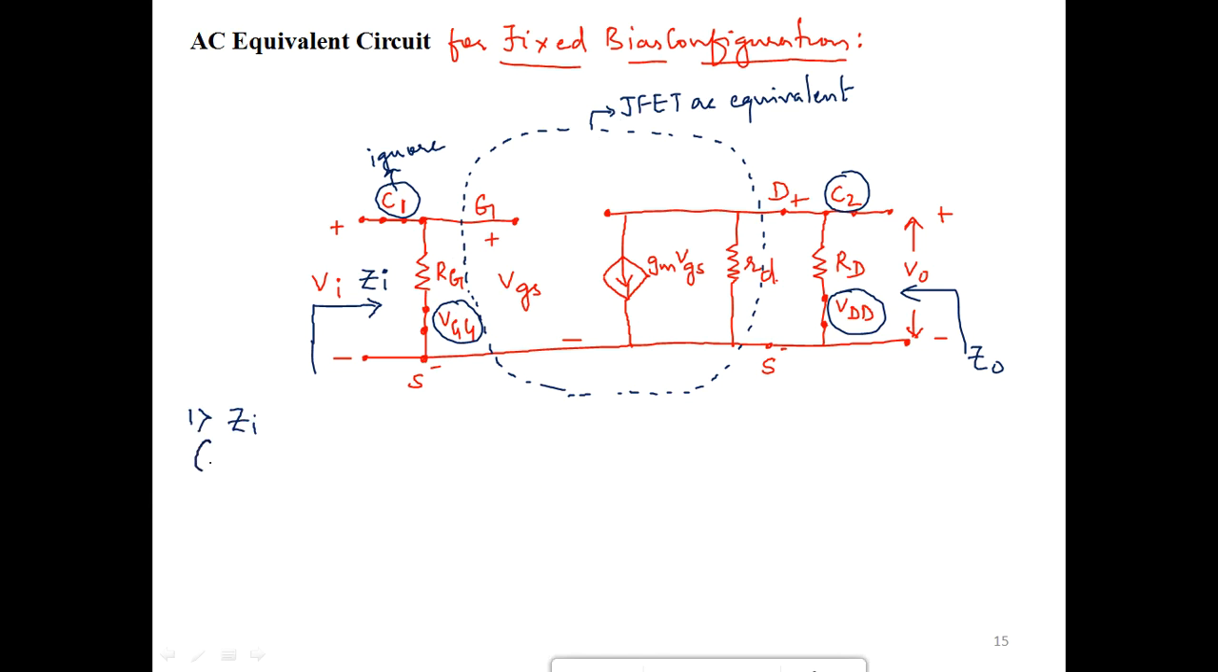Zi, input impedance, Zi. So what is the resistance here? It is only Rg. So the input impedance is Rg. You can just check here, it is just capital Rg. Very simple. Then coming to the output impedance, Z0.